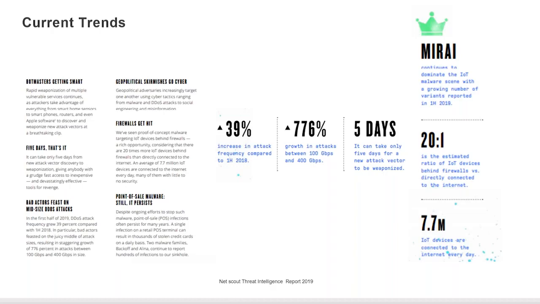And I'm still trying to wrap my head around this: they say that an average of 7.7 million IoT devices are connected to the internet every day with little or no security. That is an interesting stat, and this was put out by the NetScout Threat Intelligence report. If you can imagine, there are a lot of IoT devices being put on the internet every day, and with that, it just adds to the botnets that can be utilized and basically being compromised.